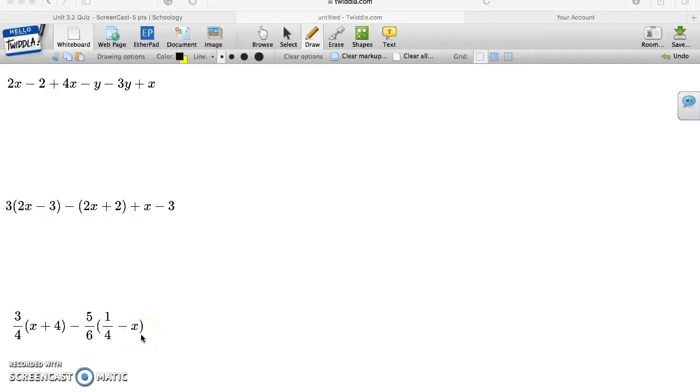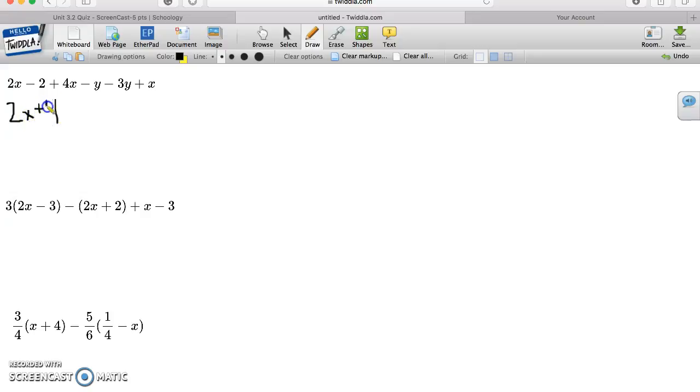Okay, so for number one, what I like to start with is dividing the numbers by their variables. So we can start with all the x's. So we have 2x plus 4x and plus x. And then for the y's, we have negative y minus 3y. And then we have just a negative 2 that has no variable, so we can just put that over here.